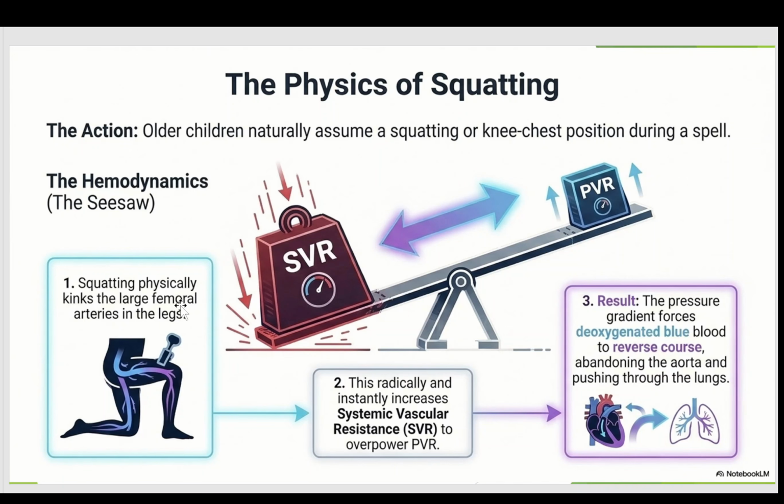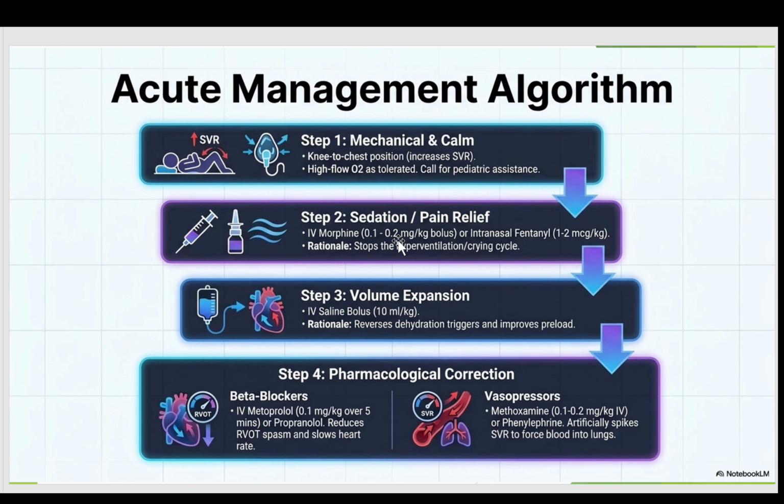In the hospital, if the patient is brought with a cyanotic spell, the first step is to put the patient in knee to chest position, give oxygen as tolerated, and immediately give some sedative or pain relief. We commonly use morphine or intranasal fentanyl to make the child calm and decrease the right ventricular outflow obstruction and the hyperventilation episode. Because the child has gone into some acidosis, we give support with a 10 ml per kg saline bolus and soda bicarb to counteract the metabolic acidosis.